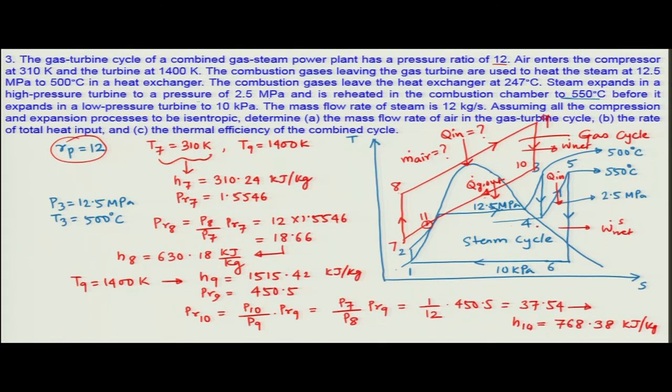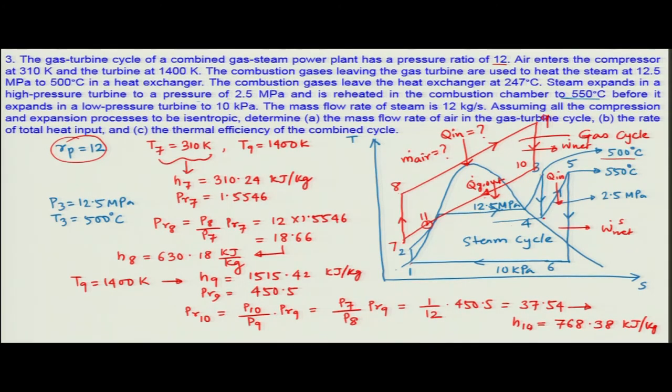Now coming to the steam cycle, you can start with point 1 and find the enthalpy of the saturated water at 10 kilopascal. That is the enthalpy of point 1. The enthalpy of point 2 will be the enthalpy of point 1 plus the pump work. Pump work again you can find as specific volume at point 1 multiplied by delta P, that is P2 minus P1. So you can find H1 and H2. H3 you can find from the given pressure and temperature, 12.5 megapascal and 500 degree centigrade. Correspondingly you can find H3.